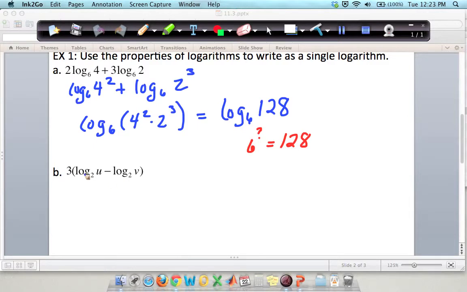Okay, in this other example, these two logs are in parentheses, so this 3 actually goes to both the u and the v. But I'm going to deal with the parentheses first, and subtraction means same thing as writing it as 1 log with division. So this would be log base 2 of u divided by v. And now I would deal with that 3, and that becomes my exponent. So it's u and v to the 3rd power. So you can write it in parentheses, or you can just make sure to put that exponent with both the u and the v. Either way would be fine.